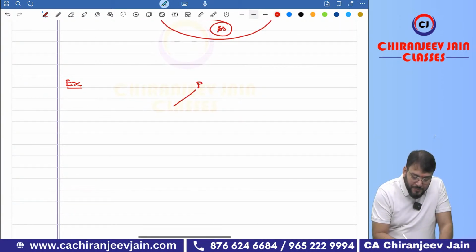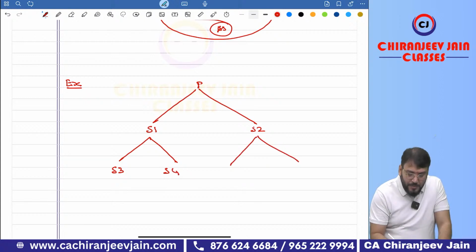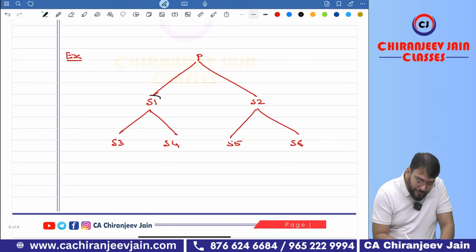There is one parent company. It has S1, S2. This S1 has S3, S4. S means subsidiary. P means parent company. And this is S5 and S6. Now this S1 was a listed company.